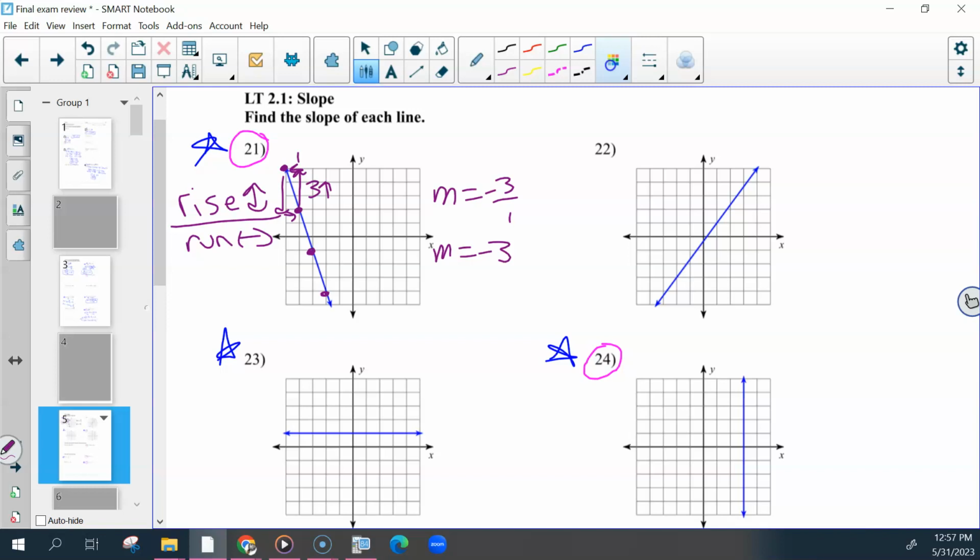Yes, always simplify no matter what. Okay, questions? Other questions on 21?